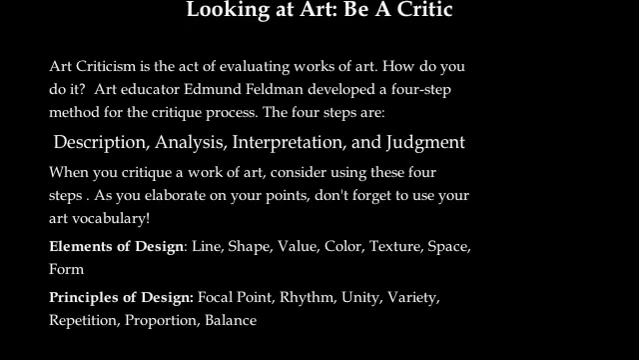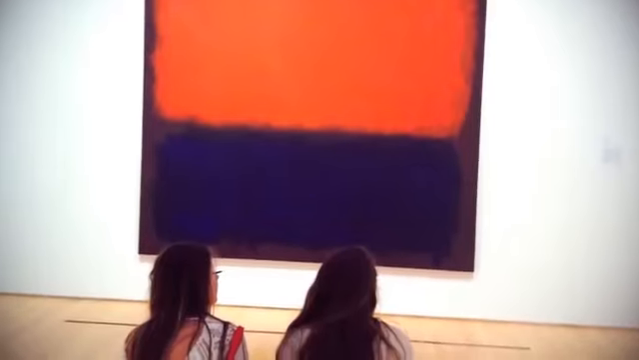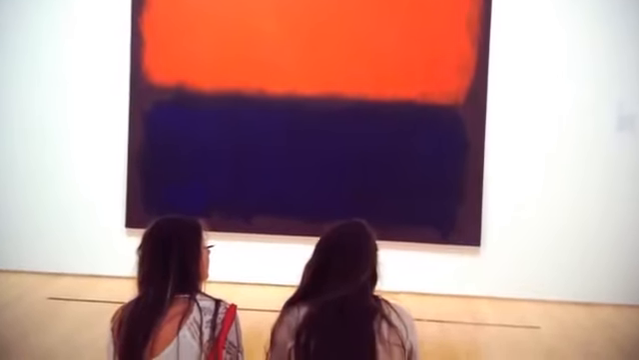come to that judgment. So Edmund Feldman was an art educator at the University of Georgia who developed a 4-step method for the critique process. Those 4 steps are going to be outlined here. They're description, analysis, interpretation, and judgment. So let's follow those as we take on the critique process.